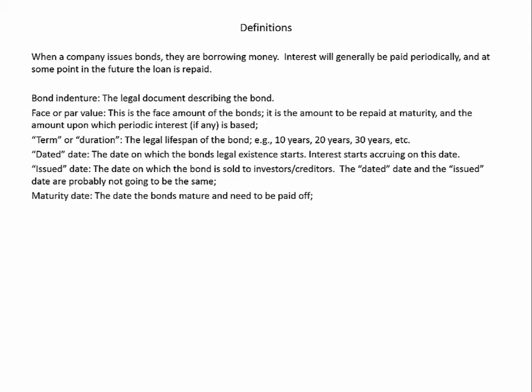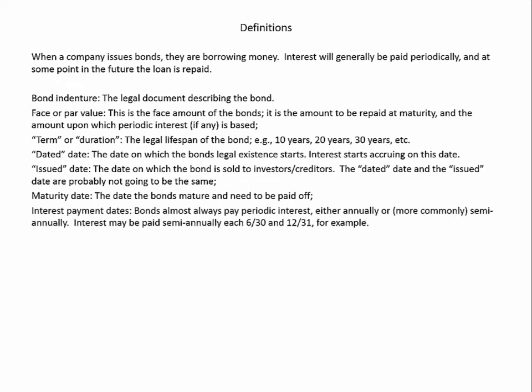The maturity date is the date the bonds mature and need to be paid off. So basically you start with the dated date, January 1st, 2013. You add the term, 10 years, and that takes you to the maturity date, December 31st, 2022. Or 2012, sorry.